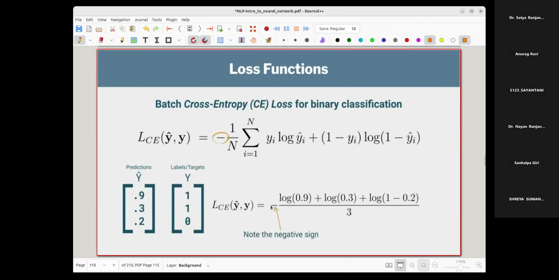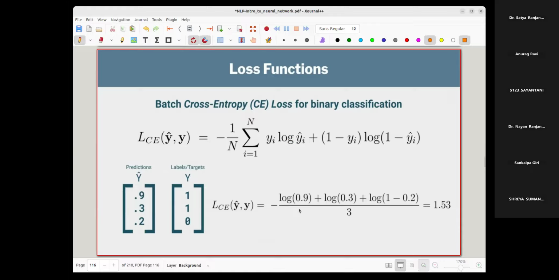Why are we putting the negative sign? Because our objective is to convert this in such a way that we minimize it. Otherwise, if you don't put the negative sign, we have to maximize the log likelihood. Since it is a minimization problem, we are putting minus. Now you get the value 1.53. So the total loss on these 3 data points is 1.53.